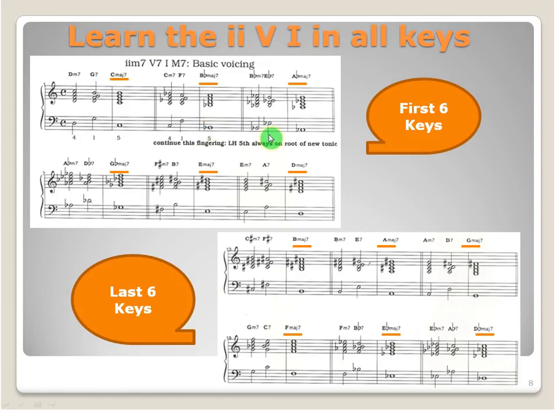Now you move your left hand to the key of A flat, and your 4th finger will be on the B flat. You flat your 3rd and your 7th, and you get your B flat minor, E flat 7, A flat major. So that's in the key of A flat. Now you're going to do the same thing. You're going to move your left hand down to G flat, and you're going to take your right hand and flat the 3rd and the 7th. So you'll have A flat minor, D flat 7, G flat major in the key of G flat.